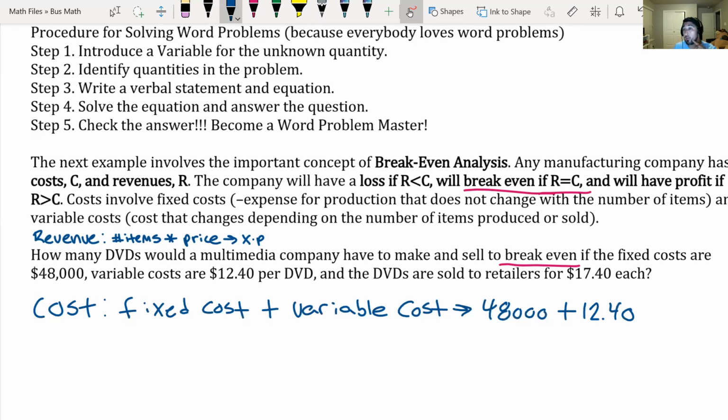Well, what variable could represent per DVD? Every DVD. What is the variable we like to choose the most? That variable is X. And there's your cost function. Your cost is $48,000, which is the fixed cost, plus your variable cost, which is $12.40 per DVD. Okay. Next, we need to figure out what is the revenue.